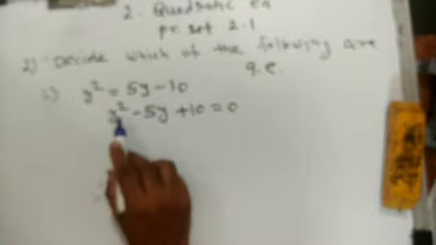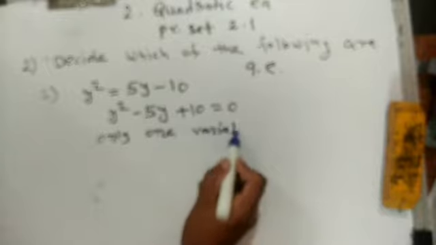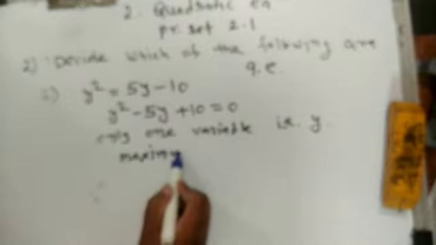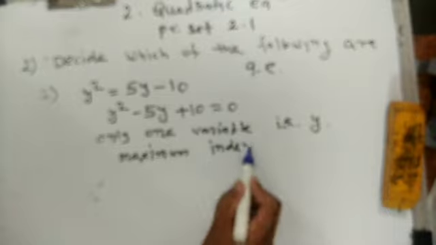After writing this, here the maximum index is 2 and there is only one variable, therefore it is also a quadratic equation. Therefore, we can write only one variable, that is y. Maximum index is 2, therefore it is quadratic equation. Shortly we write q dot e dot, it means quadratic equation.